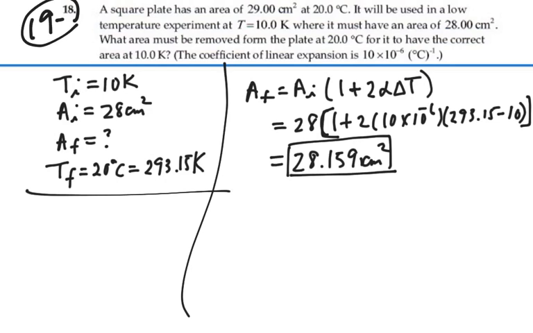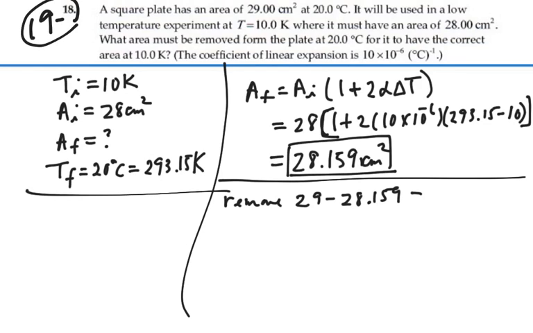But we already are at room temperature and we have 29 square centimeters, so we can remove the difference between those two values. So we can remove 29 minus 28.159, which will give us 0.841 square centimeters. We're going to allow ourselves to remove that much from the original plate, giving it a size of 28.159 square centimeters at room temperature. Then when it cools down, it'll be exactly 28 square centimeters at 10 Kelvin. So that's how much we remove, 0.841 square centimeters.